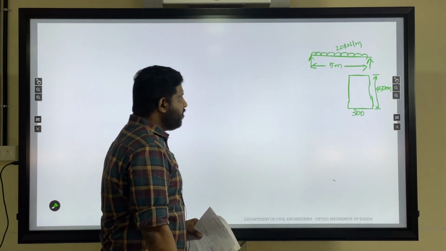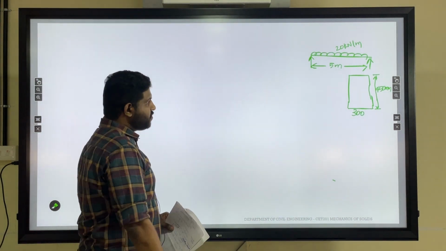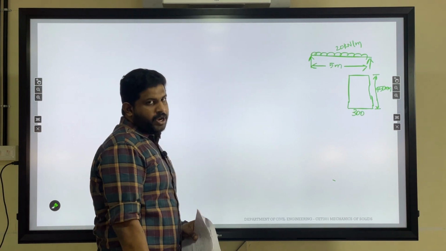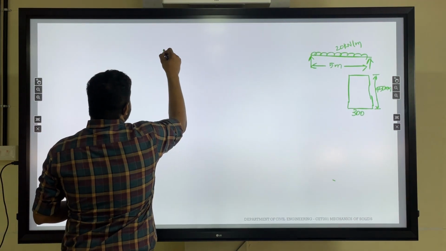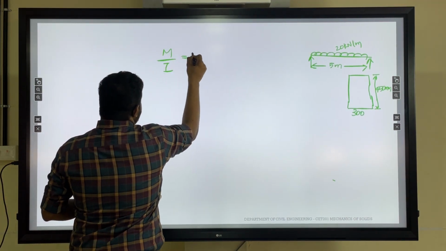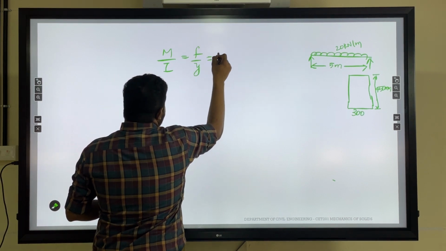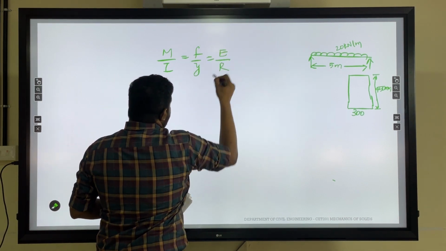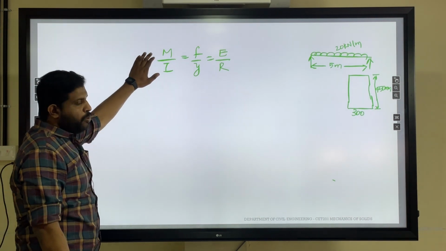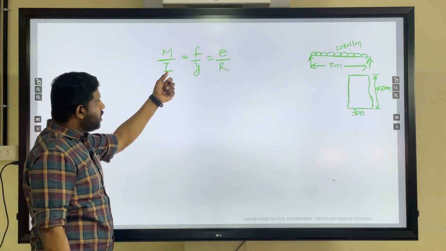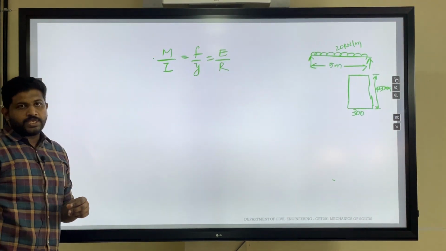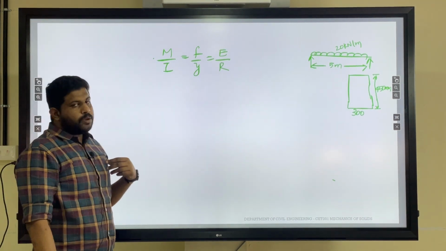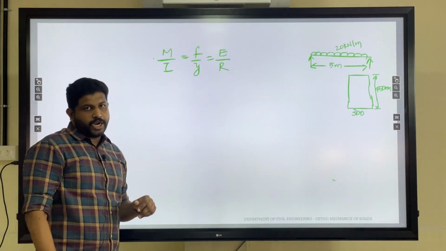So here the first thing, we have to calculate the bending stress. For calculating the bending stress, we have the bending equation, M by I is equal to F by Y is equal to E by R, where M is the moment, I is the moment of inertia, F is the bending stress, Y is the distance from the neutral axis, E is the modulus of elasticity, and R is the radius of curvature.